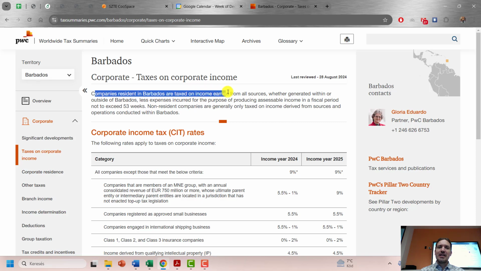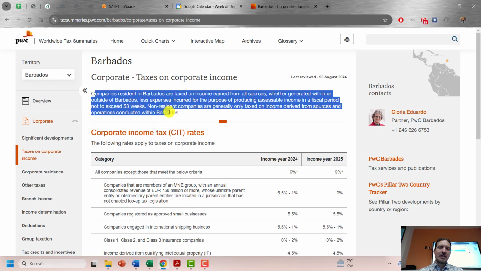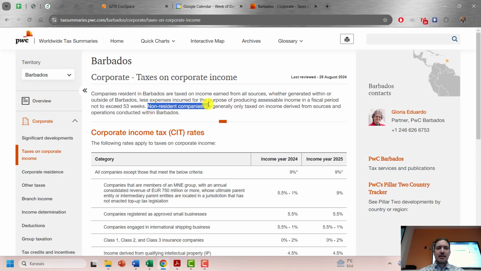Companies resident in Barbados are taxed on income earned from all sources, whether gained within or outside Barbados, less expenses incurred for the purpose of producing assessable income in the fiscal period. Non-resident companies are generally only taxed on income derived from sources and operations conducted within Barbados. So if we are a non-resident company, we will be taxed only on income from operating in Barbados. If we are just collecting our funds there, then we should not pay anything.